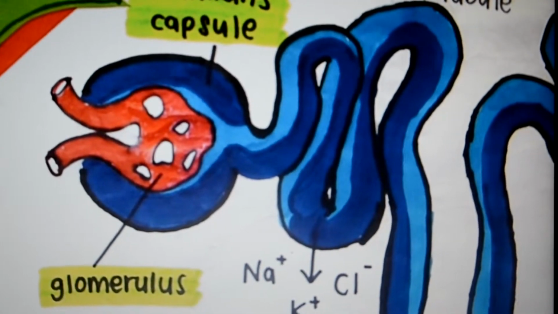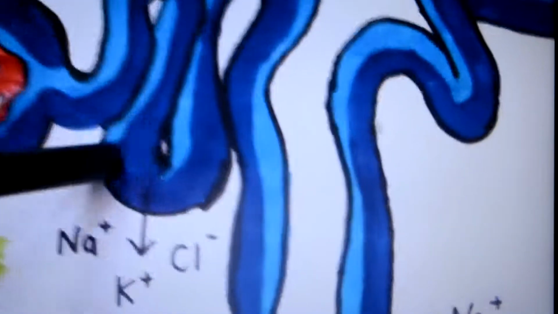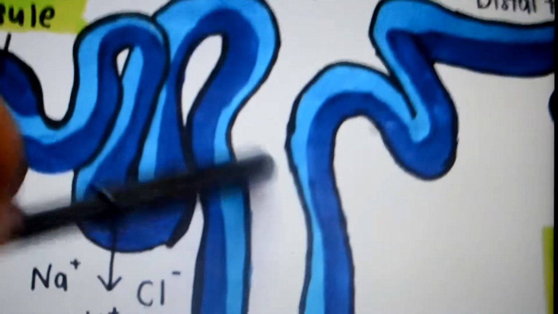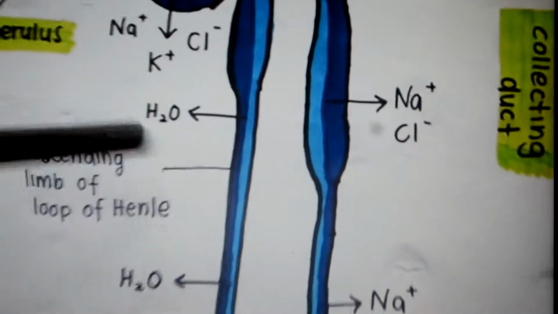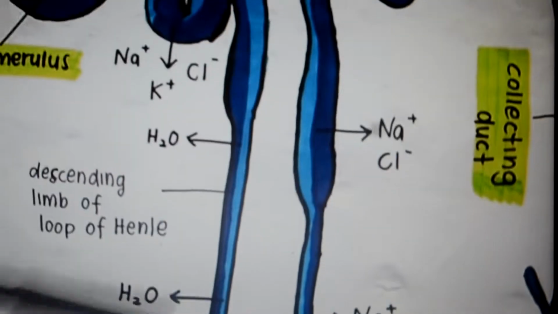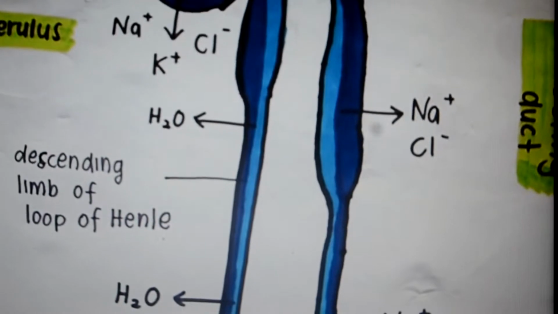The second process of urine formation is reabsorption. As the glomerular filtrate flows through the nephron, various substances move out of it. Most reabsorption takes place in the proximal convoluted tubule, where selective reabsorption occurs. All glucose, amino acid, vitamin, and many inorganic ions are reabsorbed back into the blood. Substances are reabsorbed by both active and passive processes.